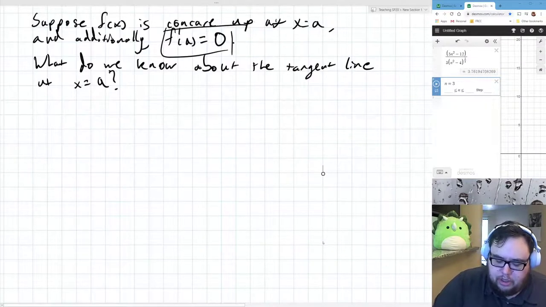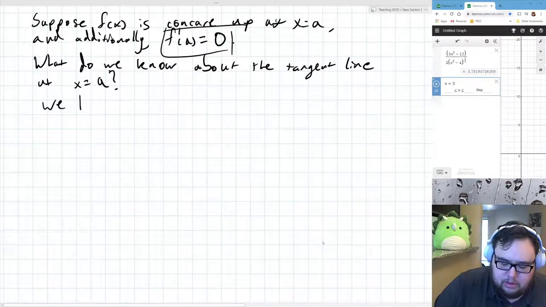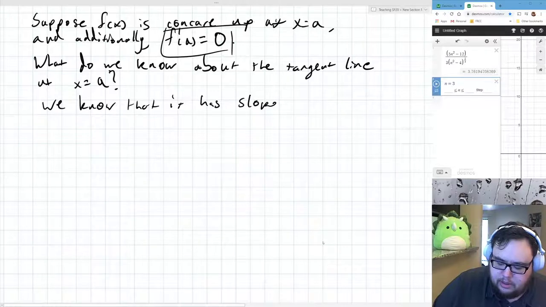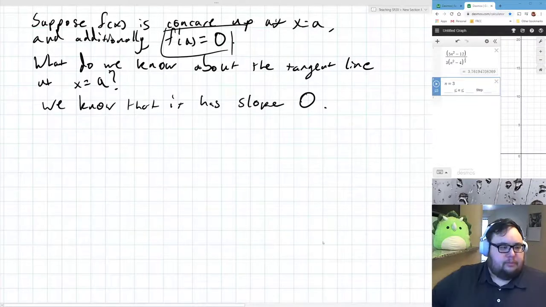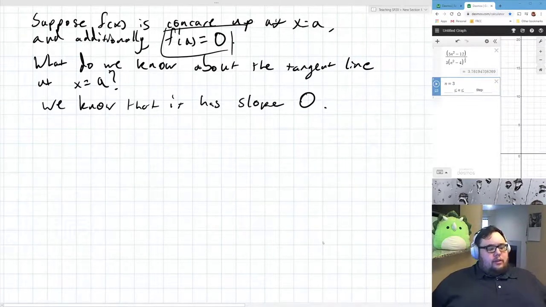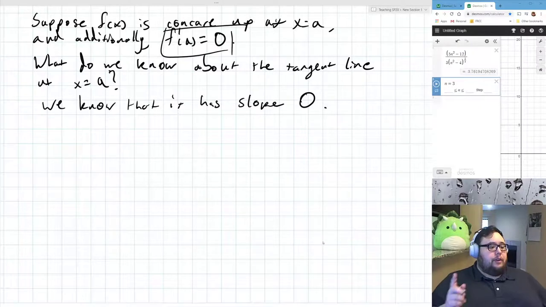So we know that it has slope 0. Concave up tells us that the second derivative is positive, Cam, but the first derivative is 0, so the slope should be 0.